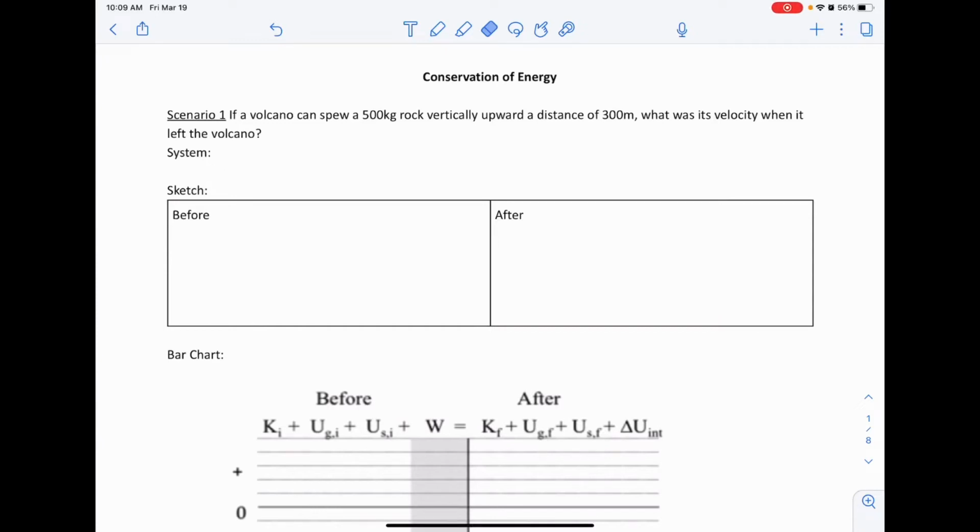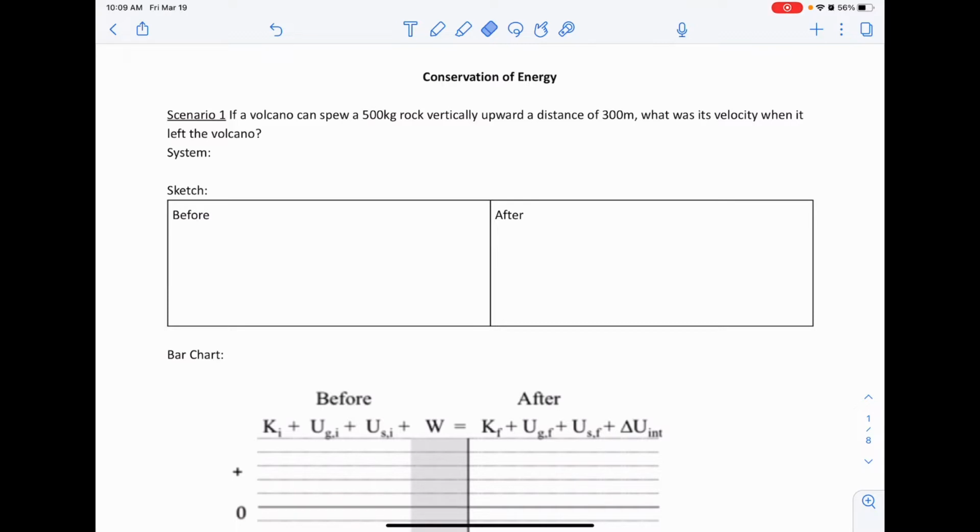Hi everybody, in this video I'm going to go over a review of solving conservation of energy problems. In these situations we're given a scenario where energy is transformed from one type of energy to another, and then you're asked to calculate something about it. So we're going to go through three or four examples here, and in each case we're going to look at the system, do a sketch before and after, a bar chart, and then solve mathematically.